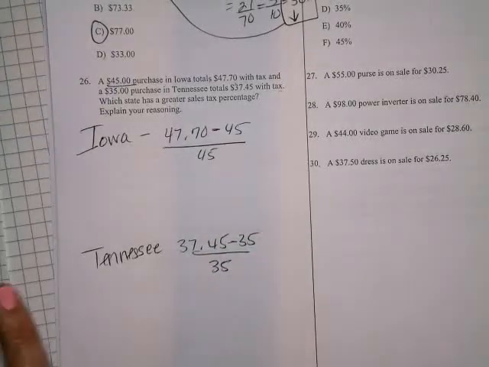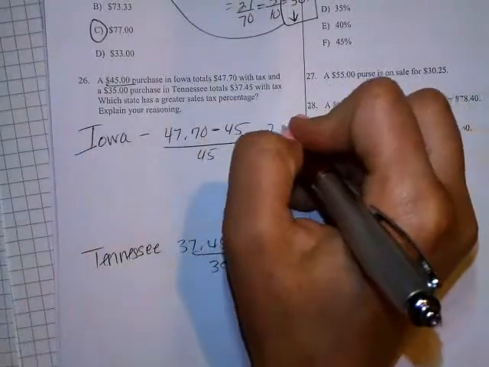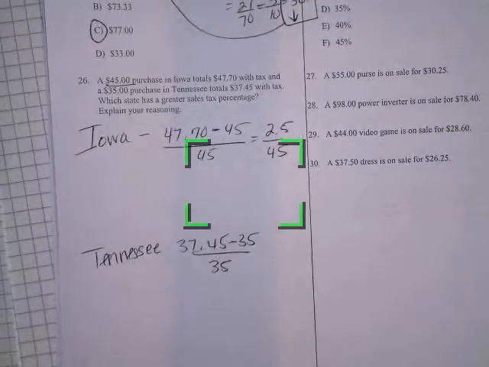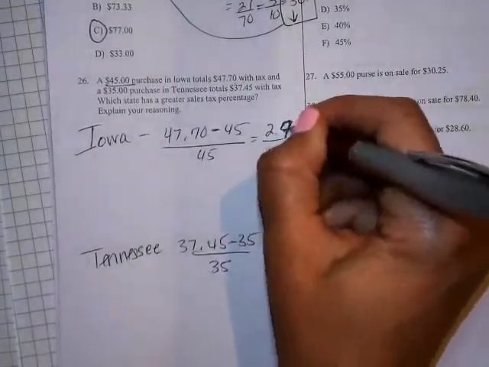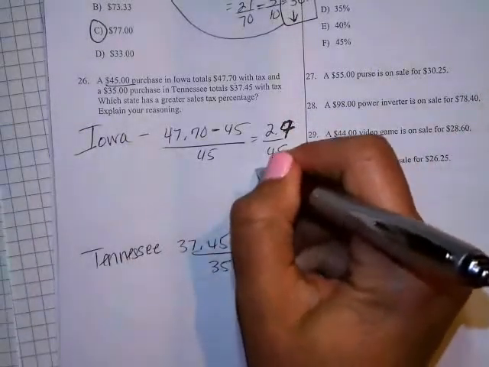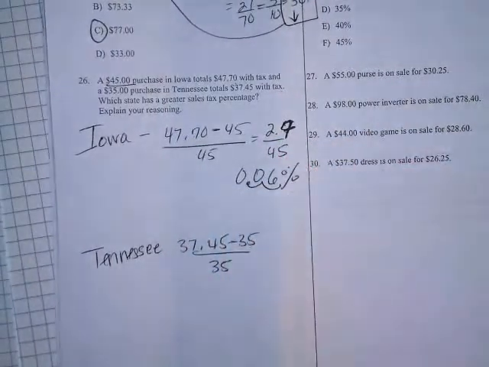I'm going to pull my calculator out. And I'm going to say 47.5 minus 45 is 2.5 divided by 45. Oopsies. 47.70 minus 45 is 2.7. Sorry, guys. Divide that by 45, makes it 0.06. Move it over twice, makes it 6%.